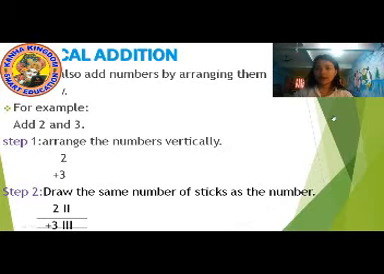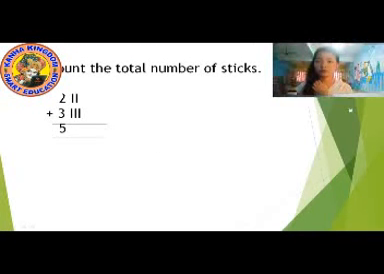Step 2. Draw the same number of sticks as the number, like how I do on the screen. See? And step 3. Count the total number of sticks. See? Look at the screen. Count the total number of sticks. That means 1, 2, 3, 4, 5. It means 5. That means 2 plus 3 is equal to 5.